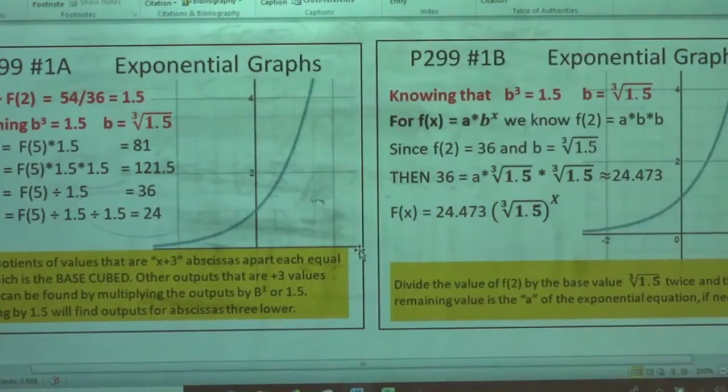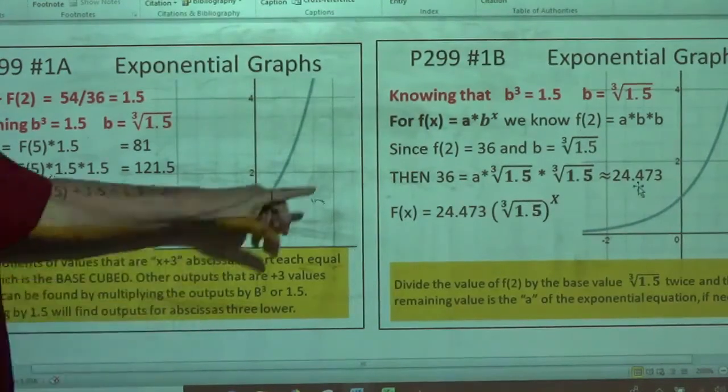Now that's pretty hairy. That's pretty hairy, but that's algebra 2. Right? It's supposed to be hairy. Okay, so what do we do?